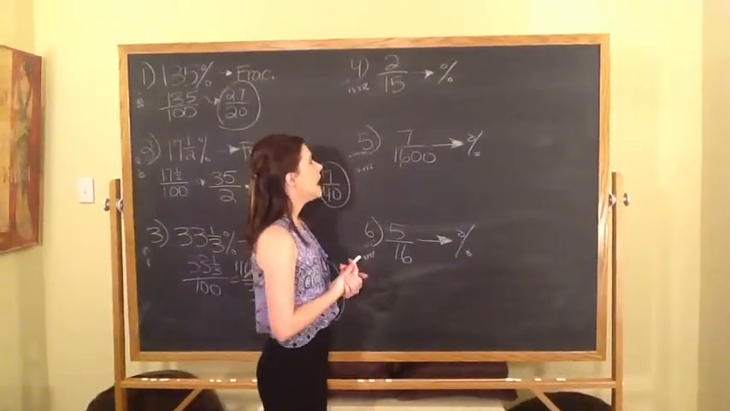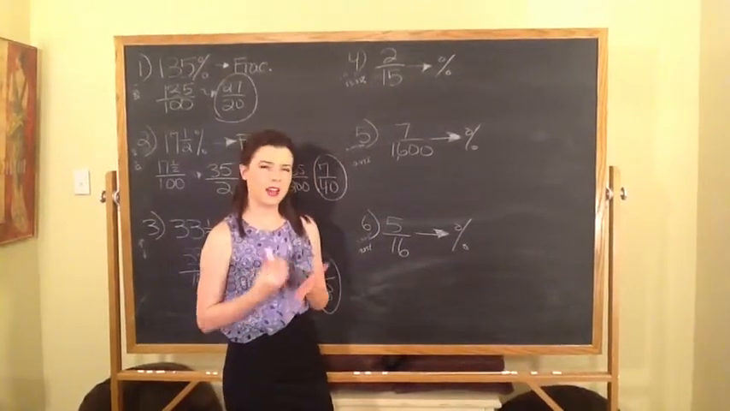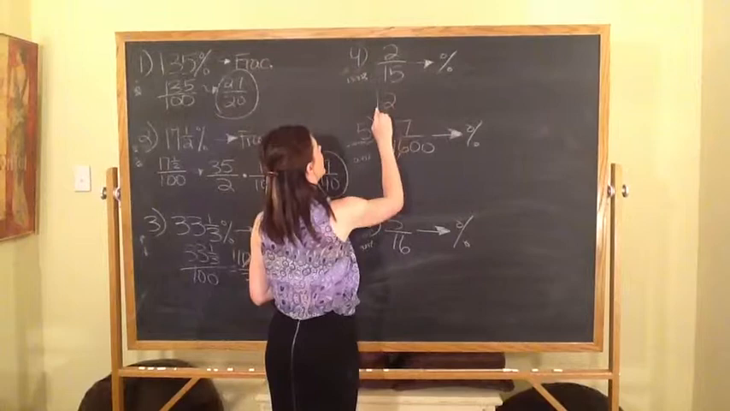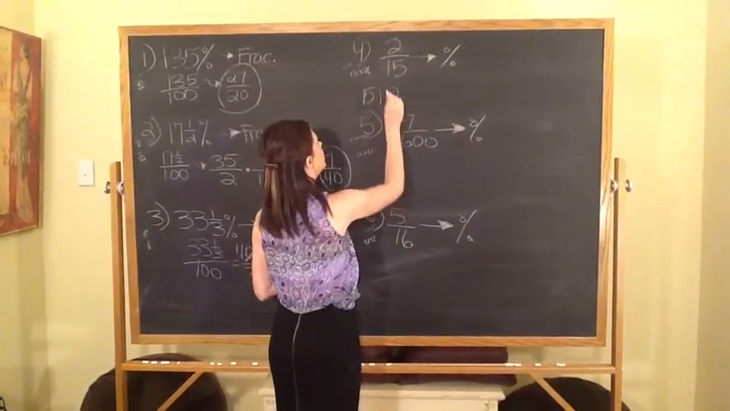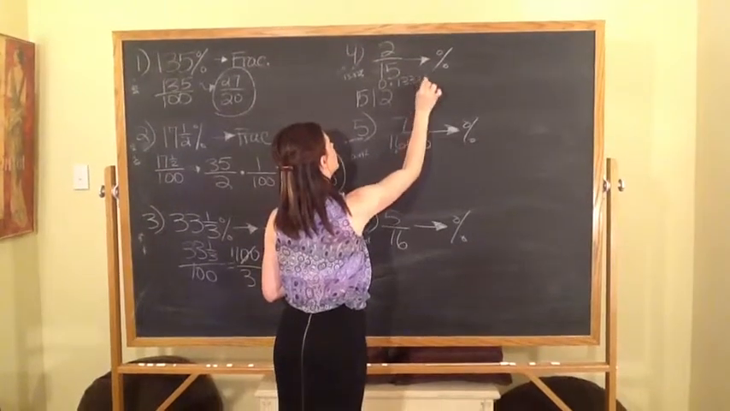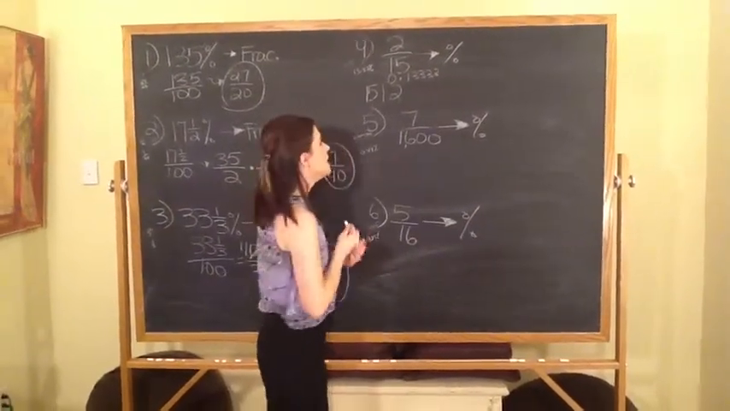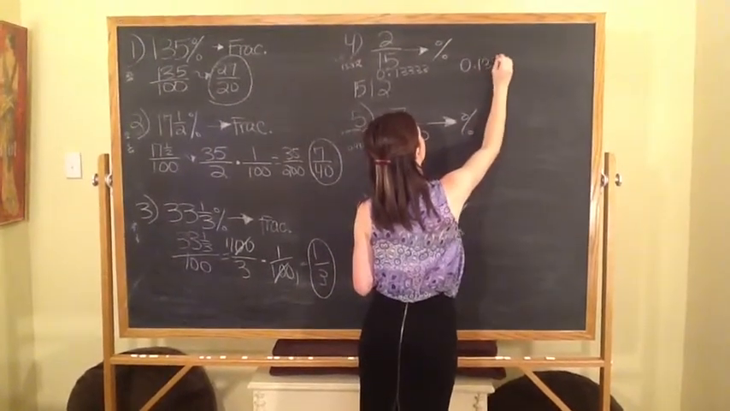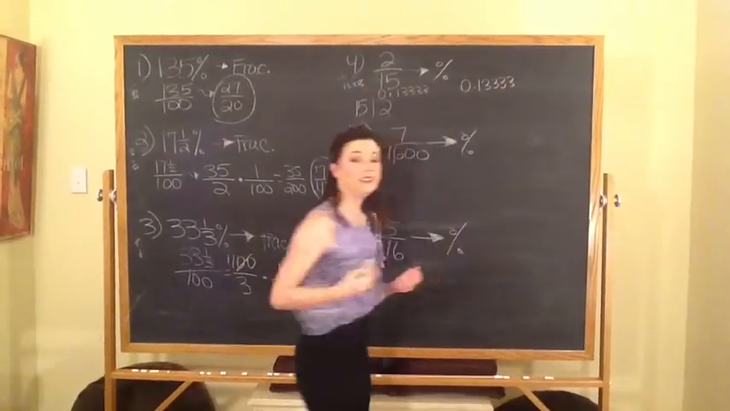Alright, let's go ahead and practice changing from a fraction to a percent. So in order to do that, I'm just going to change it to a decimal first. So I'm going to do 2 divided by 15. And as soon as I do that, I'm going to get 0.13333, and that 3 goes on. So now we need to change this decimal, 0.133, to a percent.